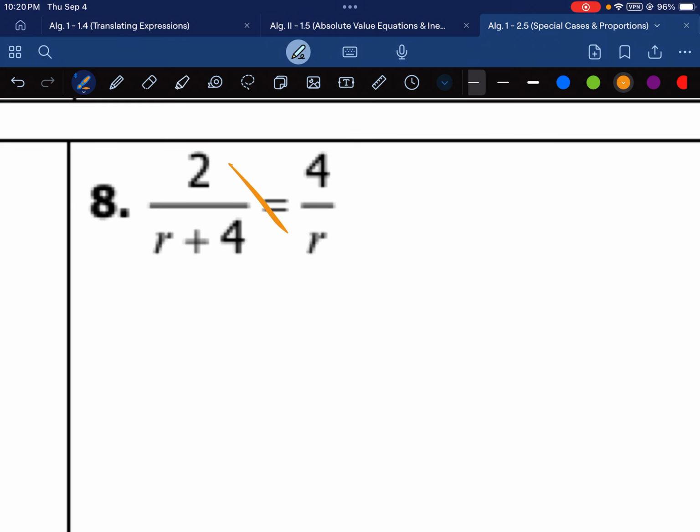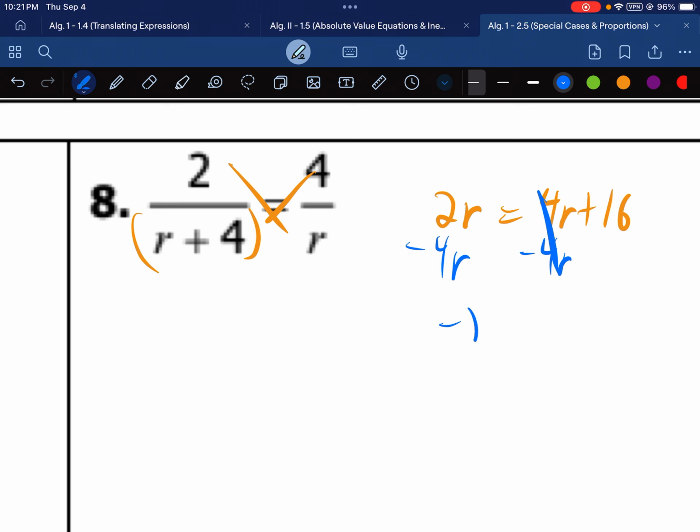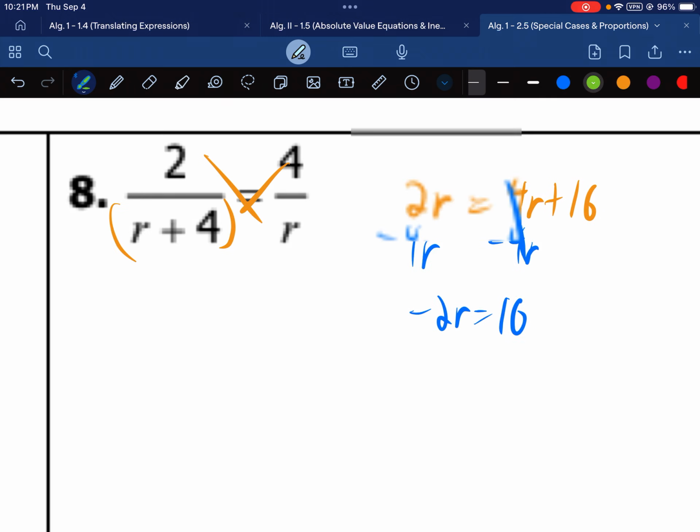Number 8 here, diagonally, 2 times r is 2r, and 4 times r plus 4 gives us 4r plus 16. Subtract 4r from both sides, and we get negative 2r equals 16. Once again, I moved the bigger variable at that time to move it away from the numbers since the numbers are all on one side. Saving myself a step, I'm going to go ahead and divide by negative 2. r equals negative 8.